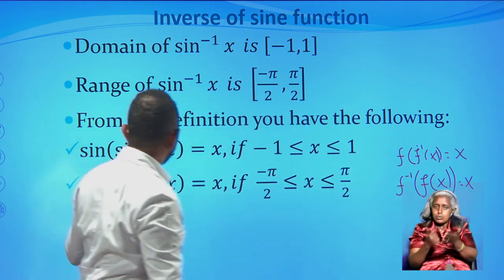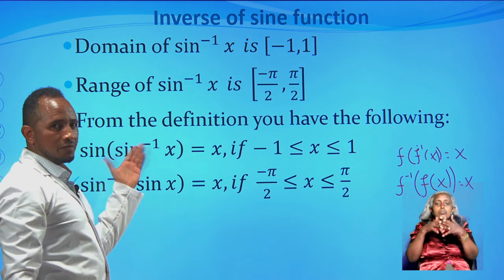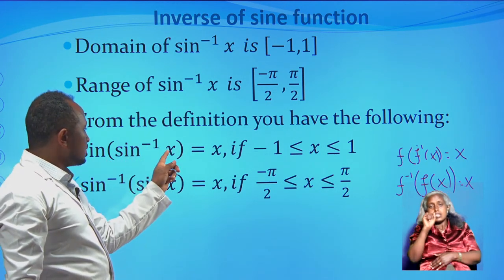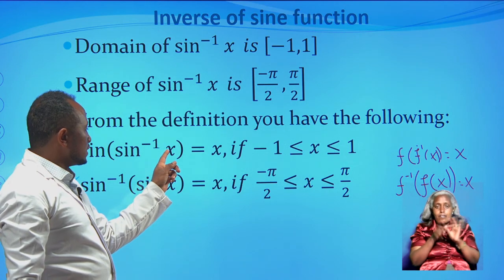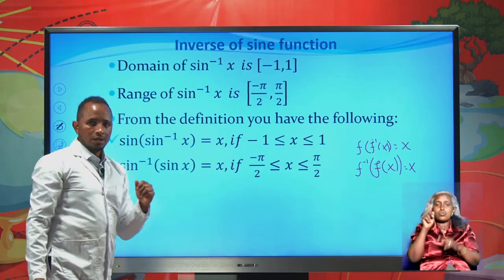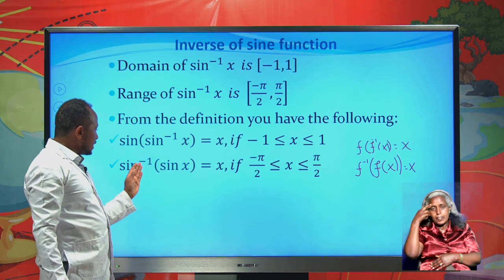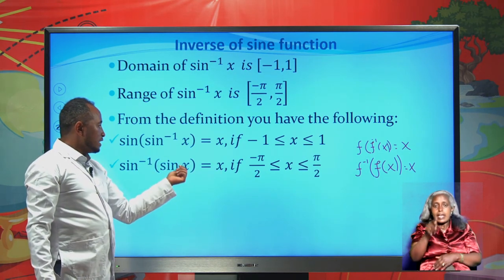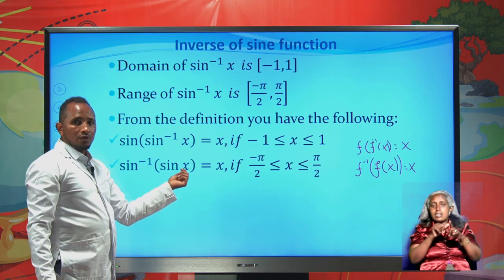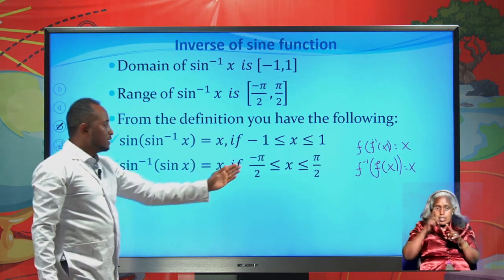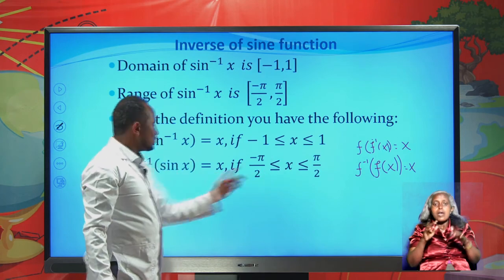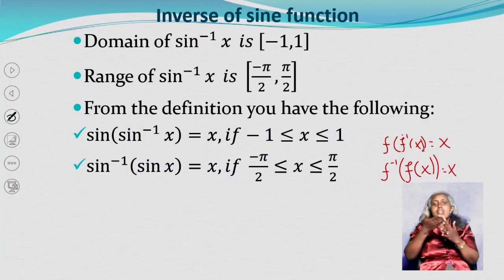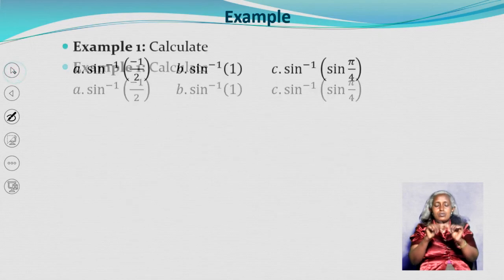So here is a composition of sine and its inverse, so it gives you x. In this case, sine inverse of x is defined on negative 1 up to 1. Sine inverse of sine x is x, but in this case x is an angle. For the inverse function, the angle is between negative pi over 2 and pi over 2, so the value of x must be in this interval. Now let's proceed to an example.